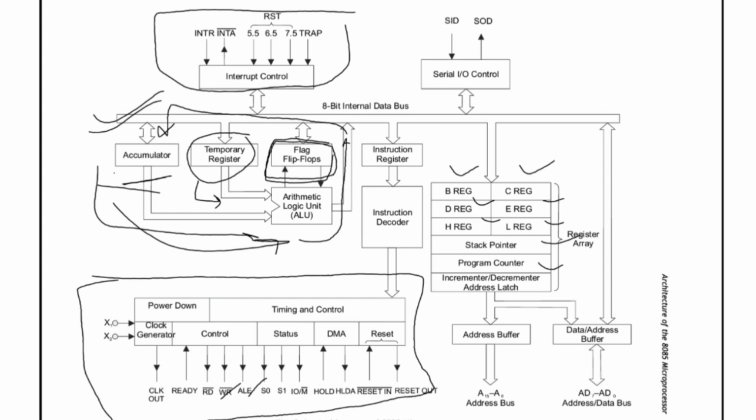And there is one more block, that is the serial IO control. Serial IO control block is used to control the serial data communication. It controls the serial data communication by using serial input data and serial output data pins.